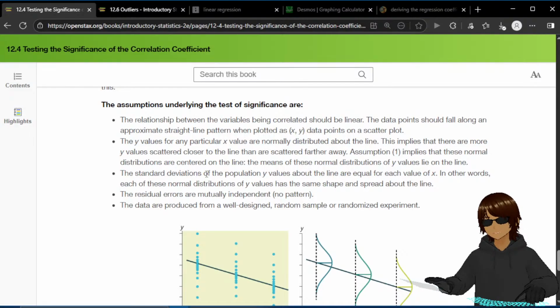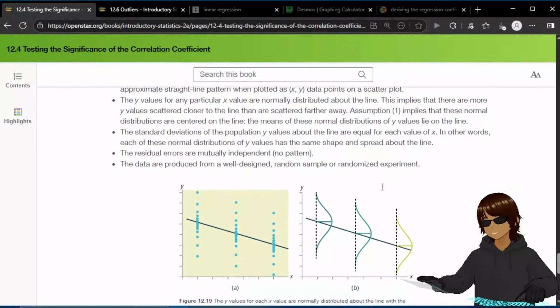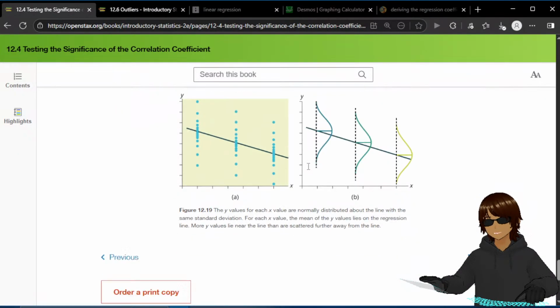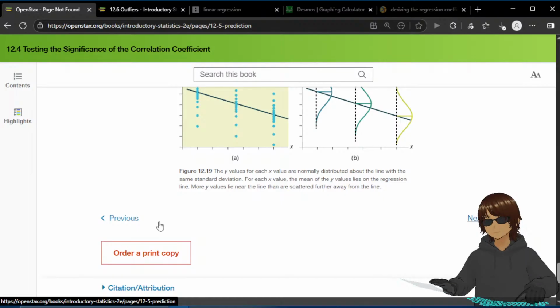The standard deviations of the population y values about the line are equal for each value of x. In other words, each of these normal distributions of y values has the same shape and spread about the line. The residual errors are mutually independent. The data are produced from a well-designed random sample or randomized experiment.